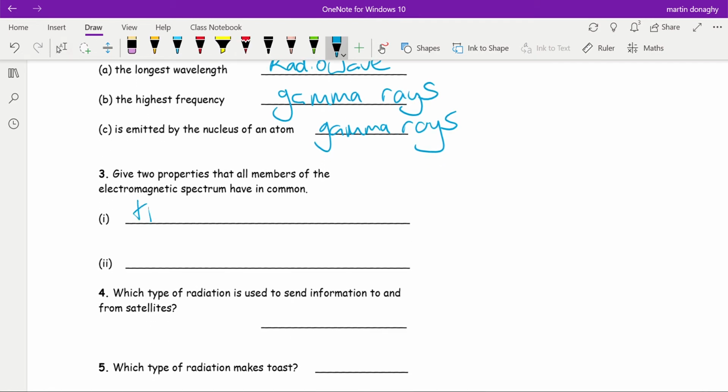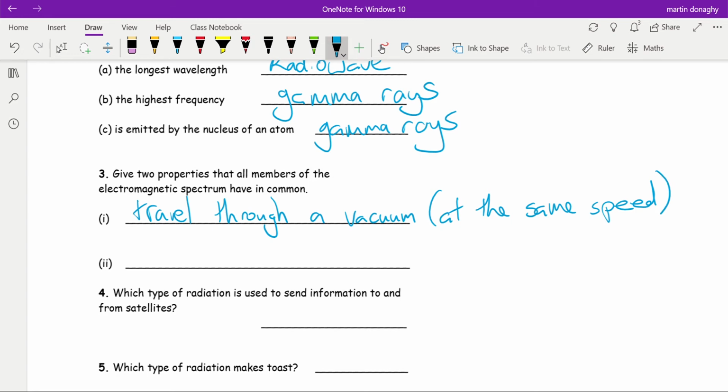They can all travel through a vacuum. They all travel at the same speed through a vacuum. Once they enter a material such as air or water or glass, they actually have different speeds. That would almost do it as being two different properties. They can travel via vacuum and they travel at the same speed.